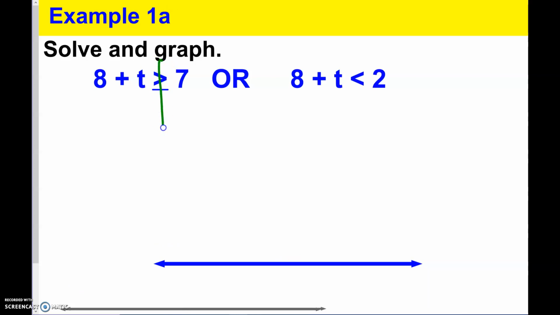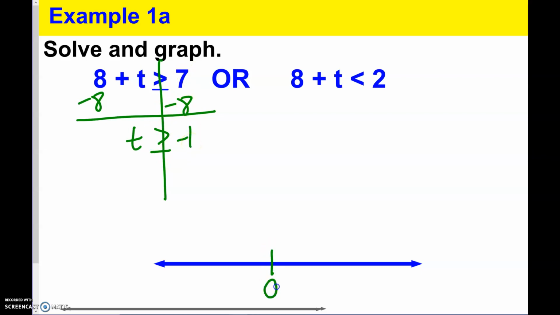All right, so put my line down here. I want to get t all by itself. So what number do I have to move? I have to move that 8. And because that is a positive 8, I am going to subtract 8 from both sides. Because I added and subtracted, there's no flipping of your sign. So t is greater than or equal to, and 7 minus 8 is a -1.